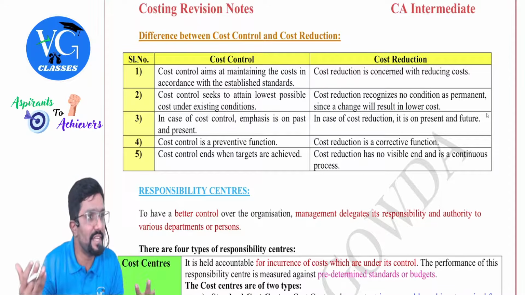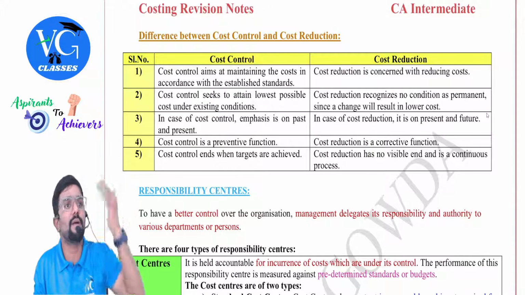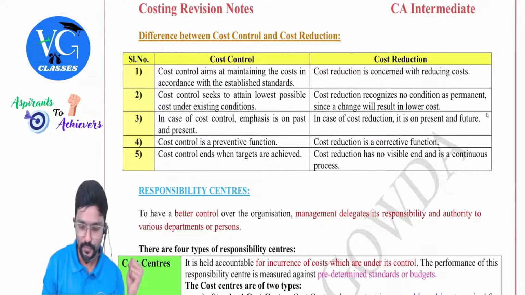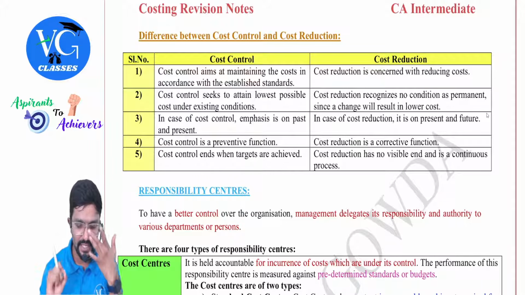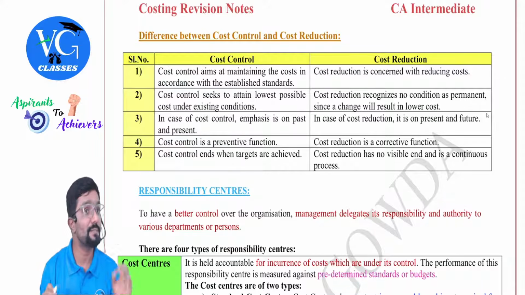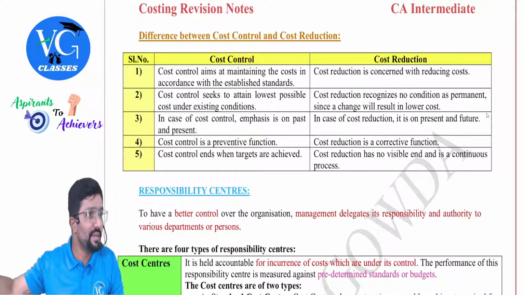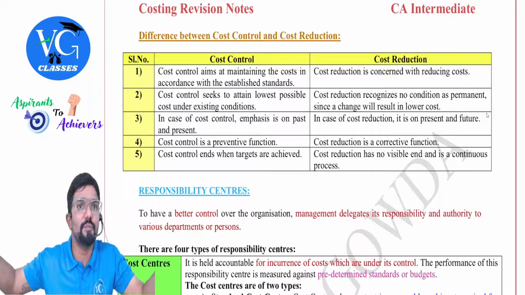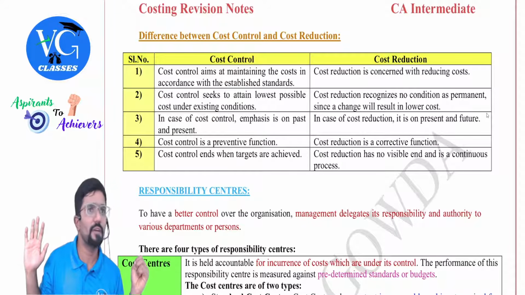But under cost reduction, it is not like that. I am finding the ways. I am ready to bring changes in my production process so that my cost will reduce. Cost reduction recognizes no condition as permanent, since a change will result in lower cost. Guys, please be careful. Cost reduction is permanent, but whatever I am doing, nothing is permanent. Can I change something tomorrow? Yes. Why? In order to bring down my cost.